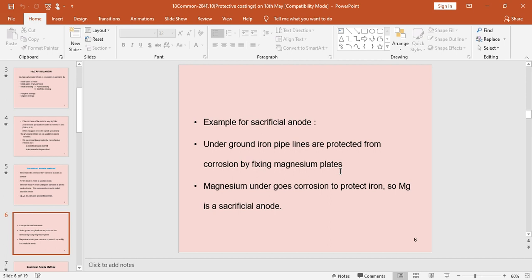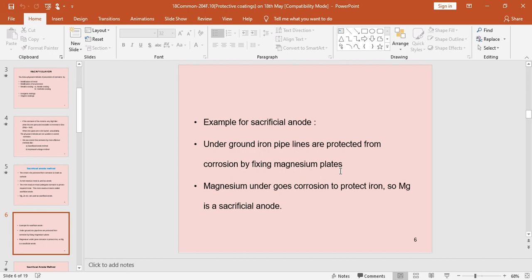This is an example for the sacrificial anode. The second one is galvanization. So the first example is the underground pipeline, and the second example is galvanization. Galvanization means iron metal is coated by zinc metal. So iron is the base metal. Zinc is more active than iron, as we already know from the electrochemical series. Now zinc goes to corrosion to protect the iron. So that's why zinc is also called a sacrificial anode. This method is also an example of the sacrificial anode method.